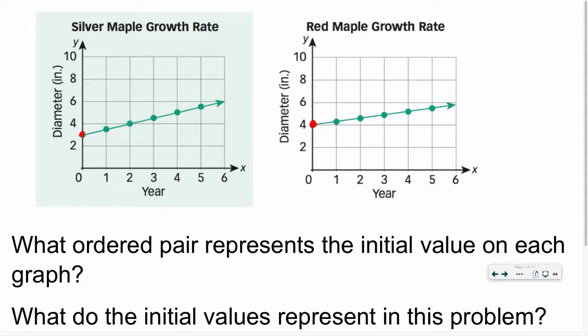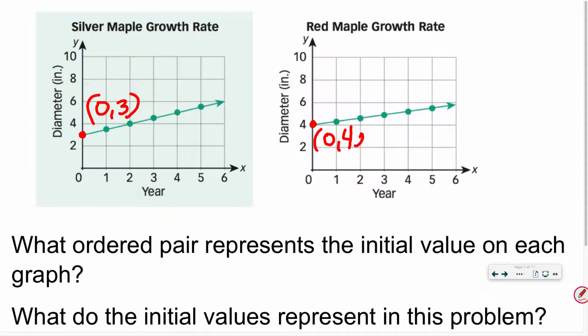What value is 0 at that y-axis? What coordinate is 0 at the y-axis? Is it x or y? Y. I mean, it's both. It's a 0 for the y and a 0 for the x. What's this coordinate right here? What's that coordinate? 0, 3. And what's this coordinate? 0, 4. So our initial value is the place on the graph where what?